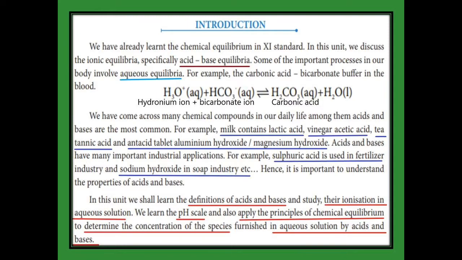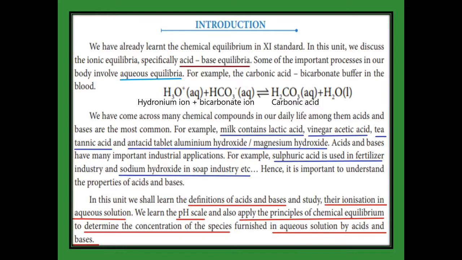For example, in our body, carbonic acid is present. Carbonic acid's formula is H2CO3, and there is a carbonic acid and bicarbonate buffer in the blood. See the reaction of the hydronium ion. The hydronium ion is the combination of water plus H plus. That hydronium ion in aqueous solution reacts with bicarbonate, HCO3 minus, the bicarbonate ion. Both combined give carbonic acid H2CO3 plus water. This aqueous equilibrium is present in our blood.